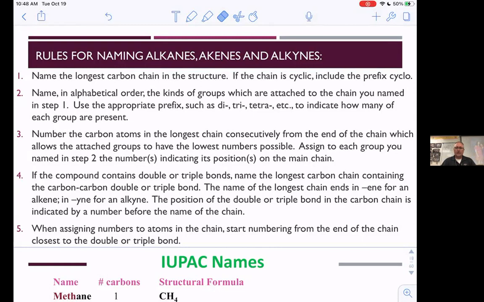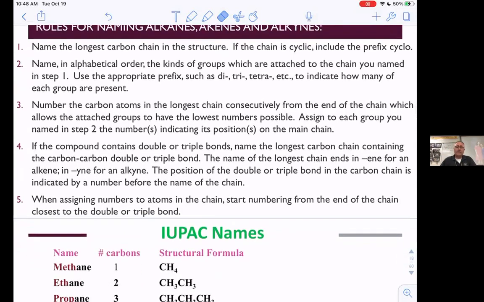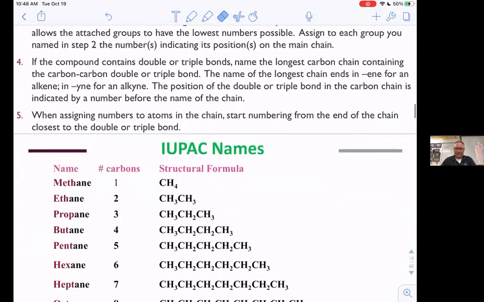We'll do this too. So if it's on the second carbon, it's 2-pentene. So it'll be a 5-carbon structure with a double bond starting on the second one, like I showed you up at the top or on the previous slide. When you assign numbers in the chain, you're going to start numbering from the end of the chain closest, like I said, to that double or triple bond.